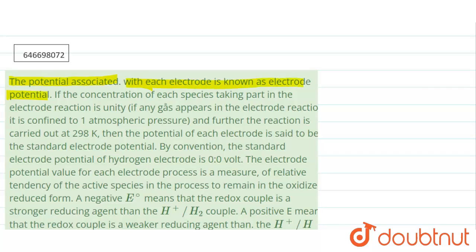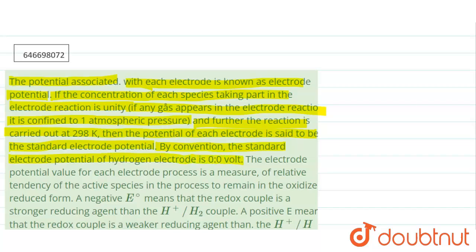Hello everyone, so today's question: the potential associated with each electrode is known as electrode potential. If the concentration of each species taking part in the electrode reaction is unity, if any gas appears in the electrode reaction, it is confined to 1 atmospheric pressure, and further the reaction is carried out at 298 Kelvin, then the potential of each electrode is said to be the standard electrode potential. By convention, the standard electrode potential of hydrogen electrode is 0.0 volt.